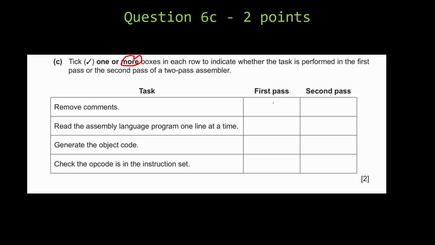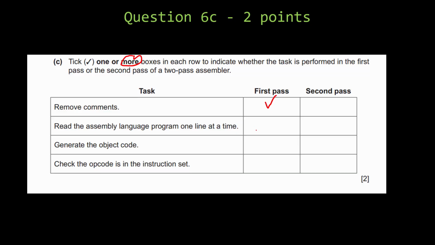Comment removal. When you put comments in your code, documentation, that's like in VB, that's done with a single apostrophe. In Java, it's 2 forward slashes. In Python, it's a hashtag. Those comments are removed. That happens in the first pass.